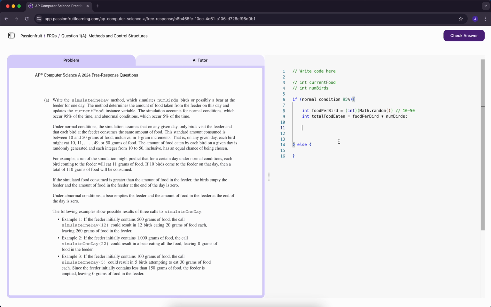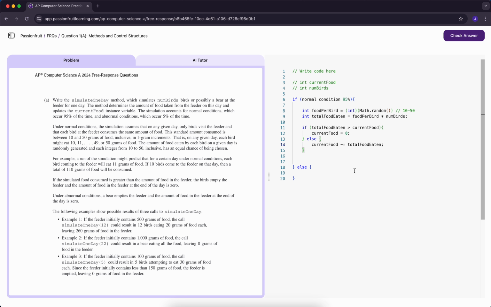And there's a condition here such that if the total food eaten exceeds current food, so how much food is currently in the feeder, this makes current food 0. Essentially, we don't want to have negative current food. Now, if this is not the case, then we just have to subtract total food eaten from current food. So we can write, current food equals current food minus total food eaten.